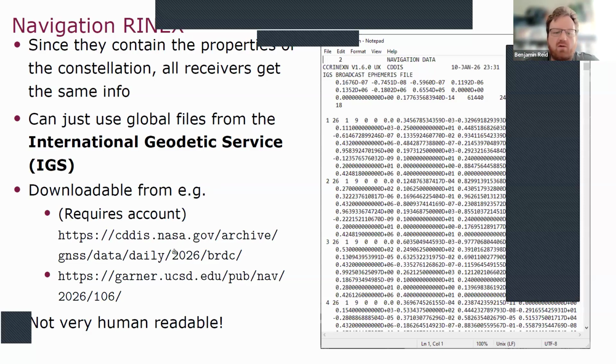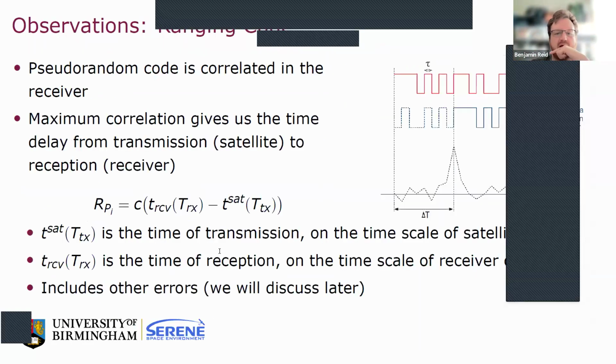So here's a link to CEDAR. You do need to make an account for that, but here's another place where you can get navigation files for any receiver. They'll all work fine. They're not going to be identical, but the information in them will be identical. This is where you find out where the satellites are, which is important if you want to do a TEC calculation. You need to know where your receiver is. You need to know where the satellite is. All right.